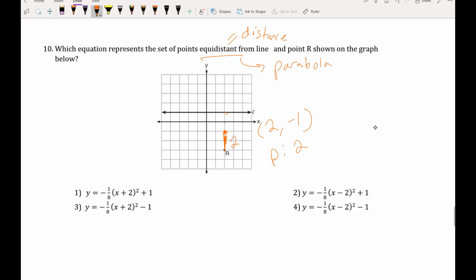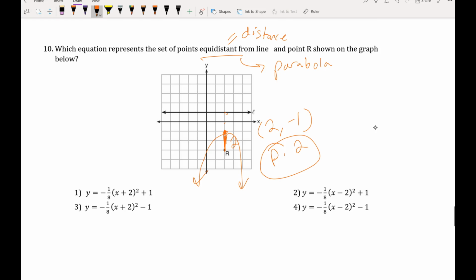So there's a couple questions you need to ask yourself here. Does it open upwards or downwards? And I know it needs to open away from the directrix, so I know it goes downwards. Let's see if that eliminates any answer choices. Nope, they're all -1/8. So I know even knowing the focal length won't help me out here.